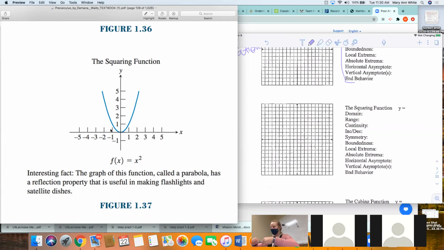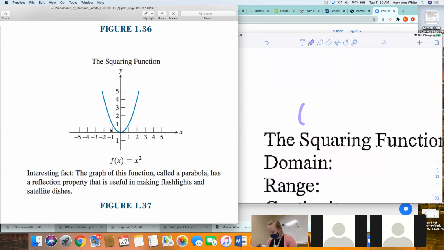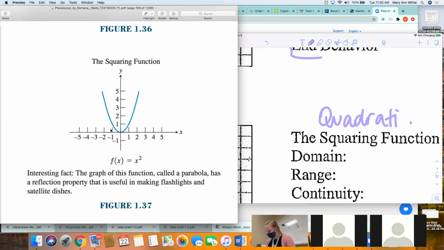Okay, so squaring function, that's the name. So that's not even something that you have to write down. It's already there. You could also call this the quadratic function. Or the parabola one or the x squared one.